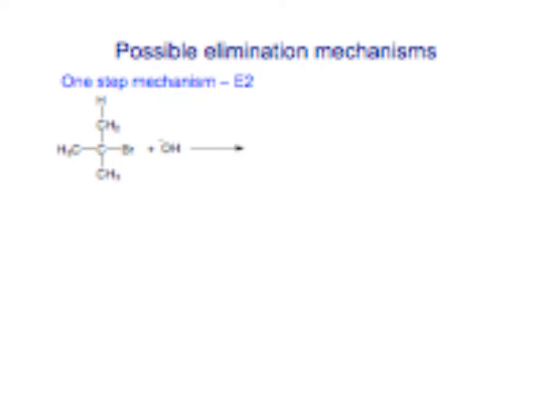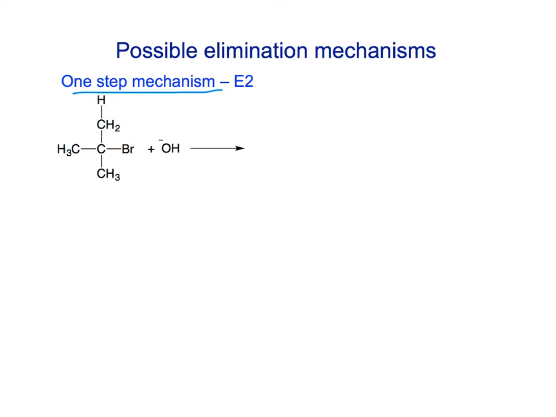Like with substitution reactions, there are two mechanisms that we'll discuss for elimination reactions. The first one is the one-step mechanism. We call this the E2. This stands for elimination. What would the 2 be for? Bimolecular.